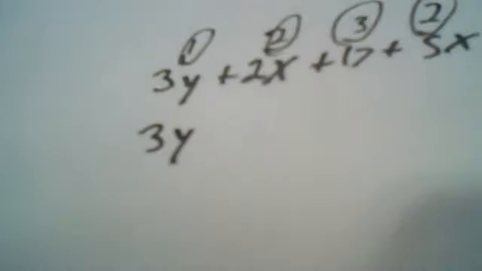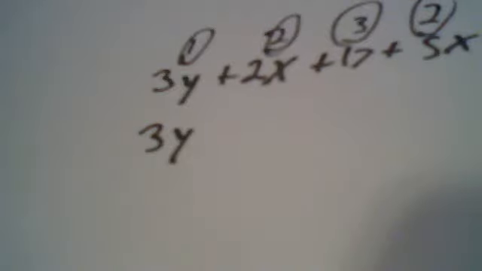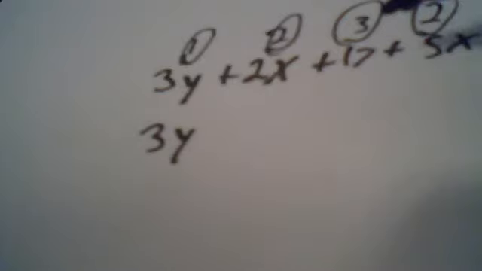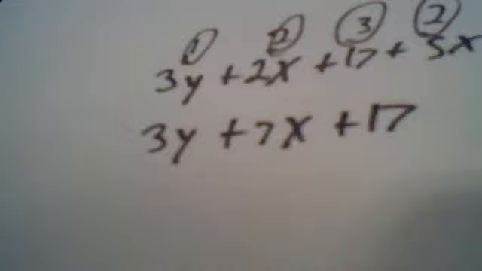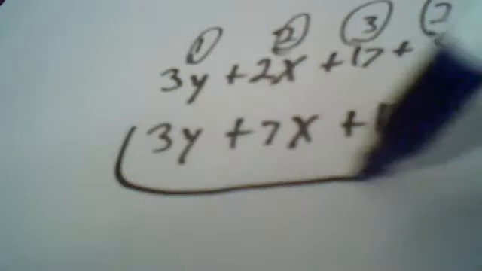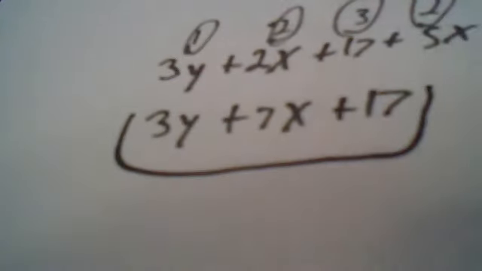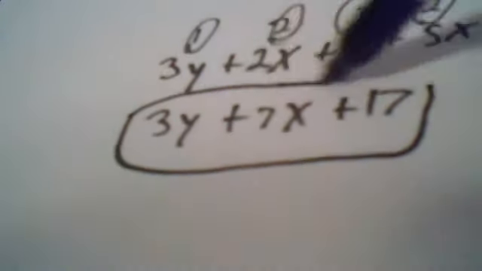So we add up 3y. There's no other y's to add it to, so we keep 3y. 2x and 5x, since they're both the same card, they're going in the same stack. 2x plus 5x is 7x, and 17 stays the same. So the simplified version of 3y plus 2x plus 17 plus 5x is 3y plus 7x plus 17.